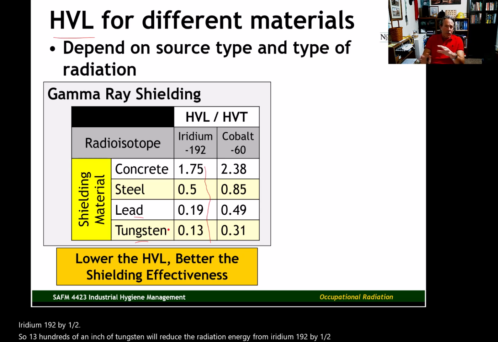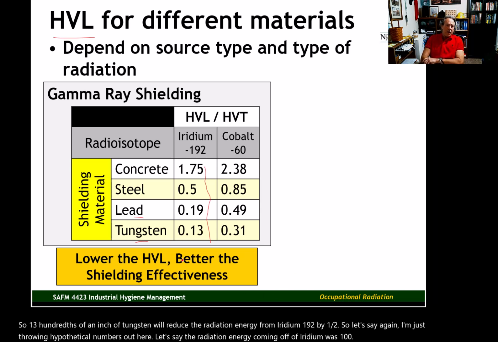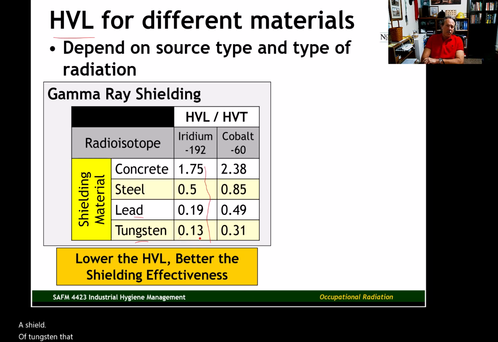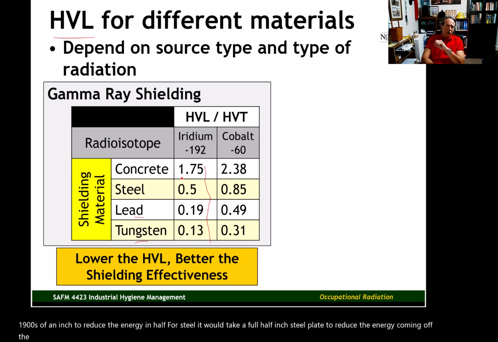So let's say, again, I'm just throwing hypothetical numbers out here, the radiation energy coming off iridium was 100. A shield of tungsten 13/100ths of an inch thick would reduce that energy to 50, cut it in half. For lead, it would take 19/100ths of an inch to reduce the energy in half. For steel, it would take a full half-inch steel plate. For concrete, which is the least effective, it would take 1 3/4 inches to reduce the energy by 1/2.